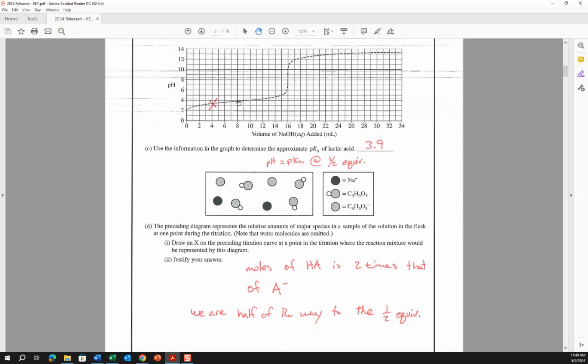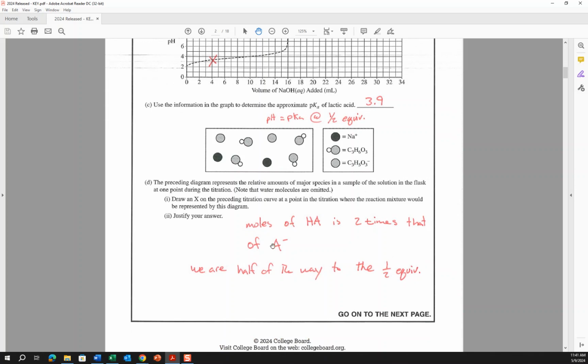So remember, at the half equivalence point, we have equal amounts. So if this were the half equivalence point, we would have the same amount of HA as we do A minus. But we have double the HA. So we haven't neutralized as much of the HA. So that means we're before the half equivalence point, at kind of a quarter equivalence point. So we would go to around 4 milliliters. And that's the point of the titration which this diagram is representing, okay?